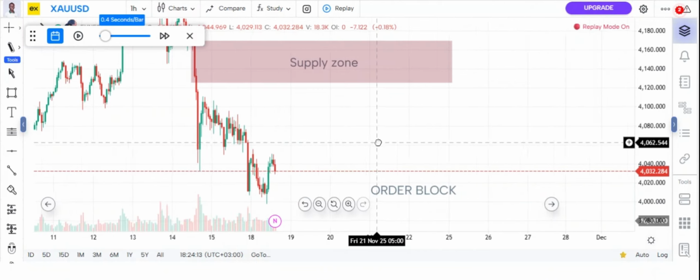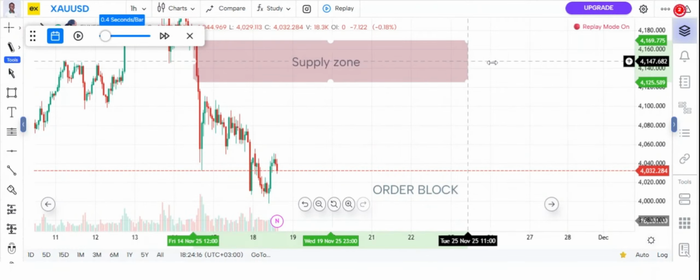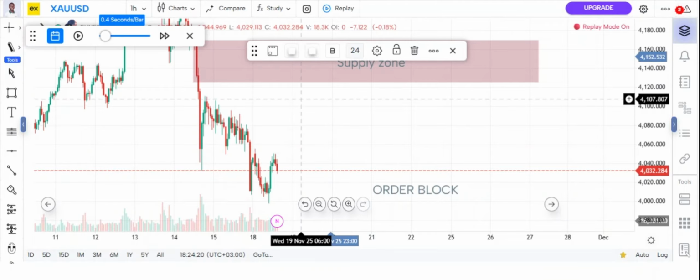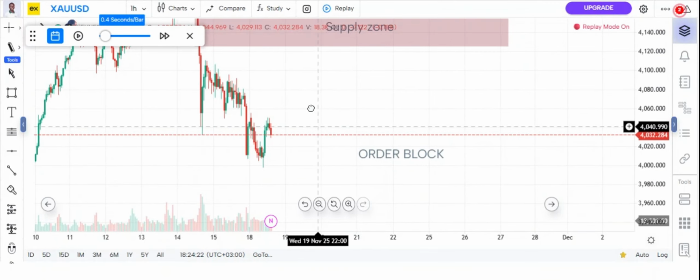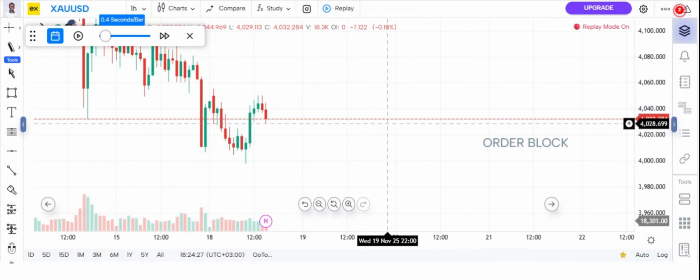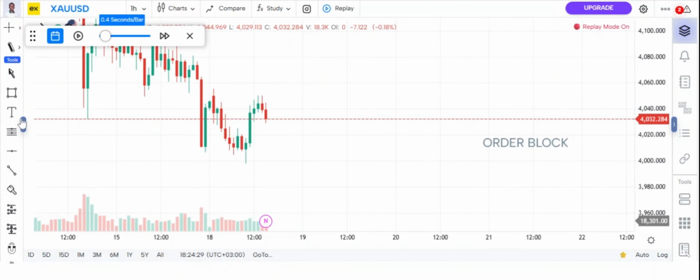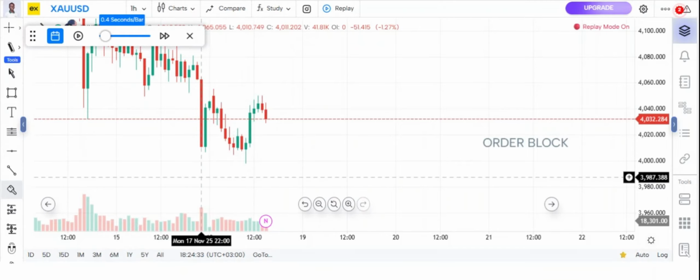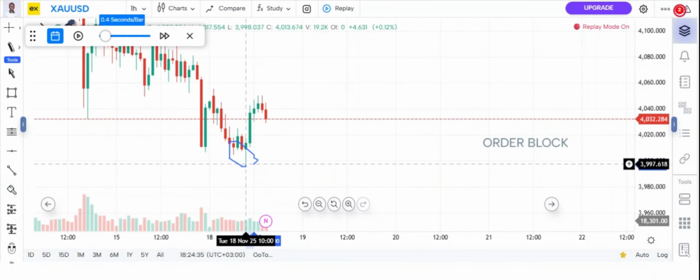So that's what we are expecting. We are done with the supply. For a valid order block, we have to keep note of the following things. We look for the major lowest candlestick, and in our case it is this candlestick here. It's our major lowest candlestick.